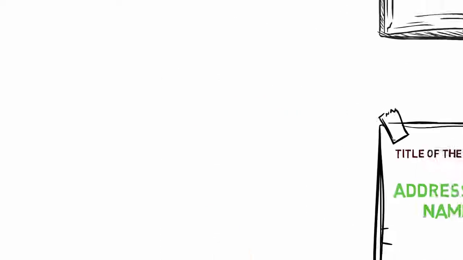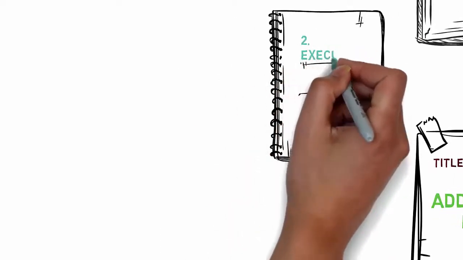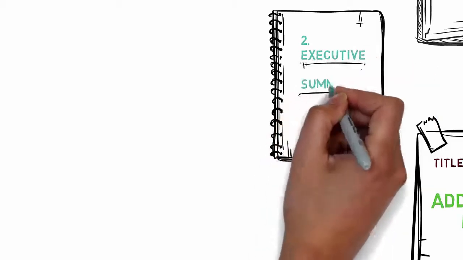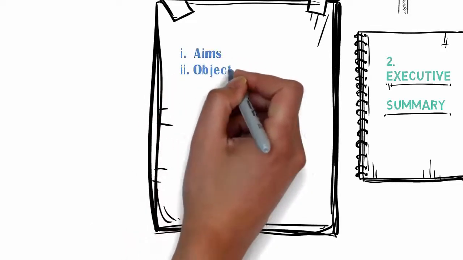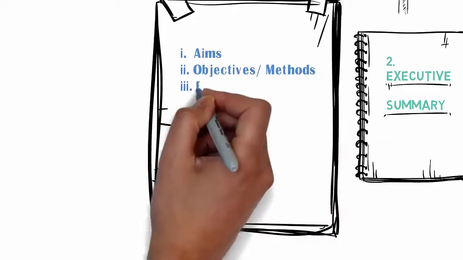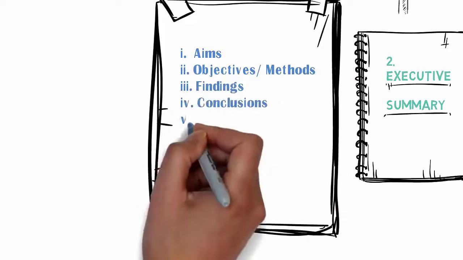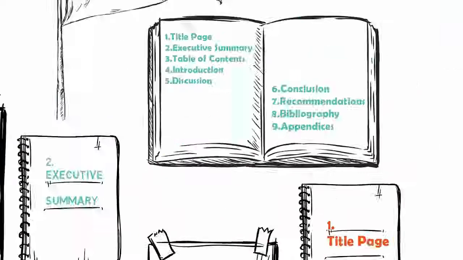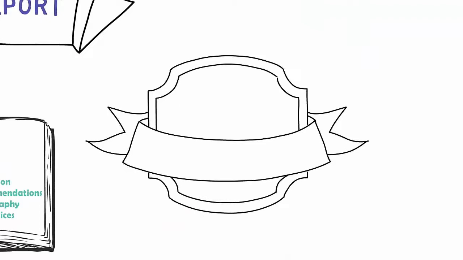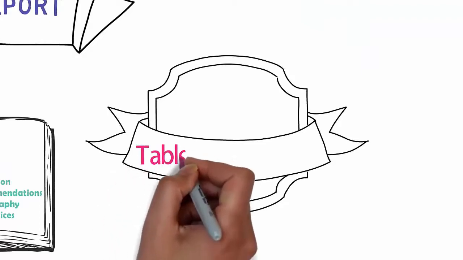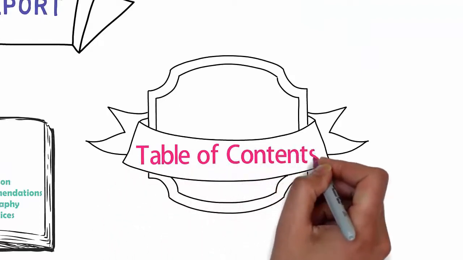Next is the executive summary. It covers aims and objectives of your report, the methodology you employed, main findings after analyzing your data, conclusions and recommendations. Next is the table of contents, that is a well-formatted list of all the sections and subsections of the report.